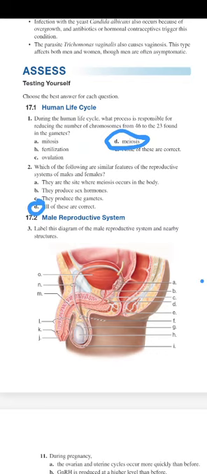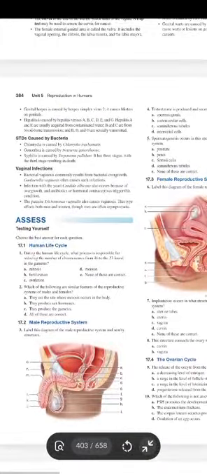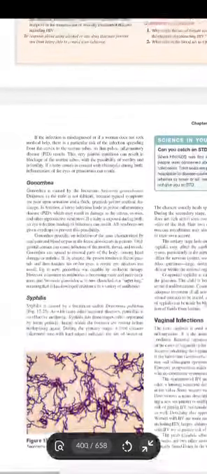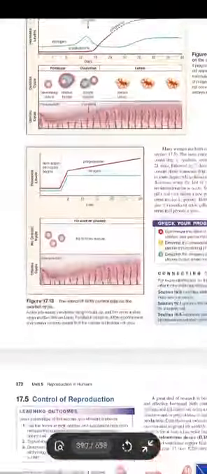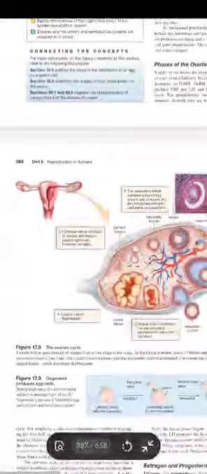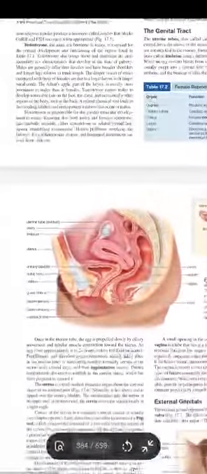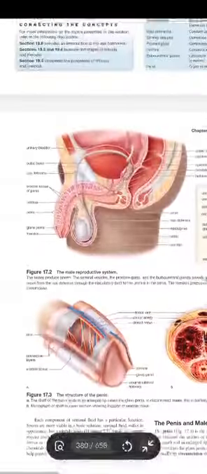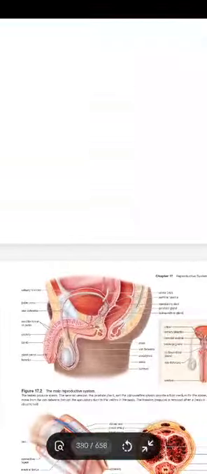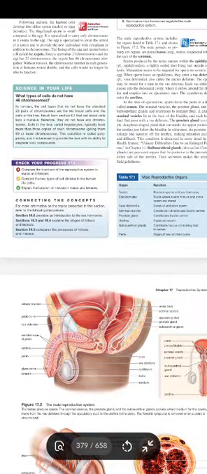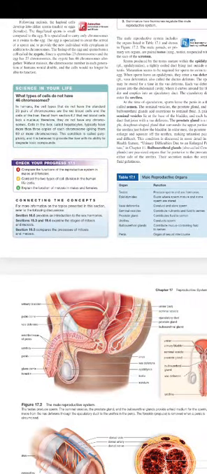Question number 3, they want us to label. So we have so many different structures, and I think it will be messy if I just say it out loud. So let me just show you this picture. Yes, this is a female. You can pause the video and take a look at all the structures. It would be better than me just saying it.